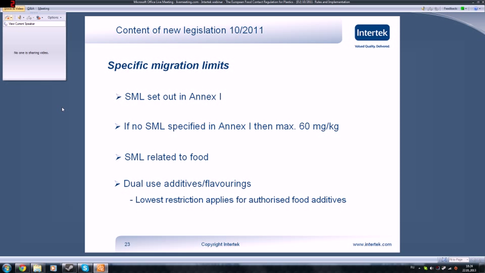Another point is very important. There are substances which can be used in food contact materials and as direct additives in foods. Those substances are called dual-use additives. And of course, the lowest restriction applies for authorized food additives.